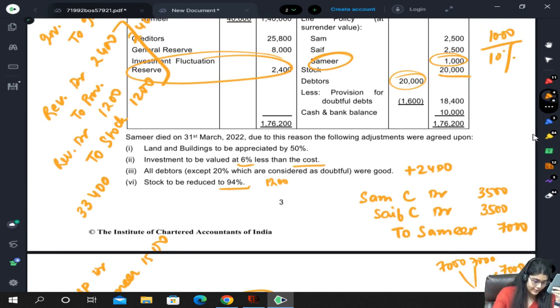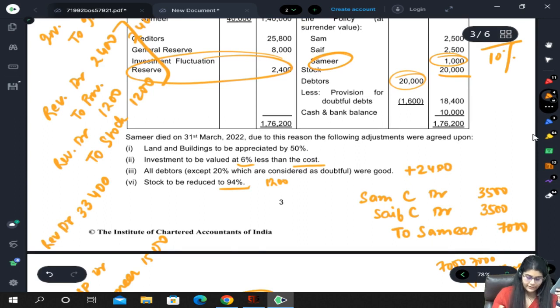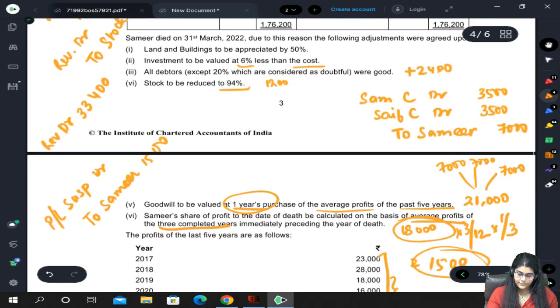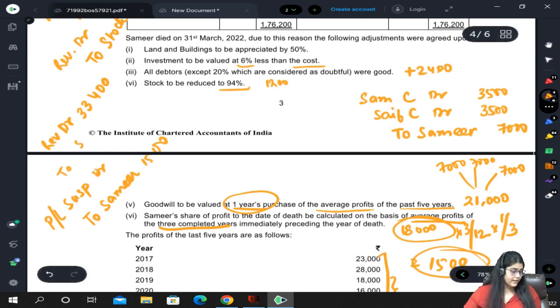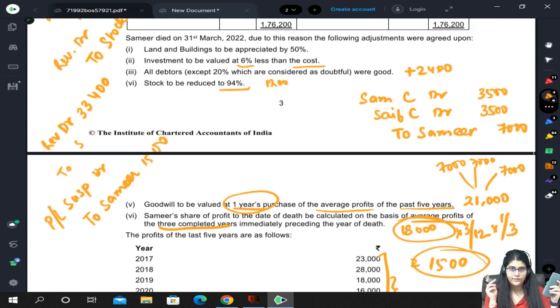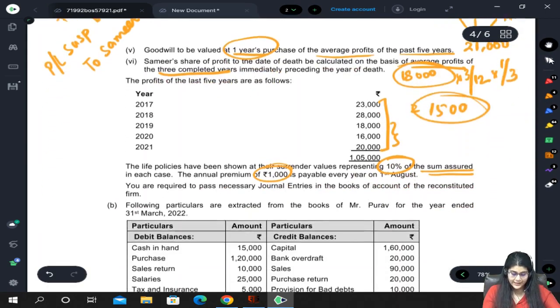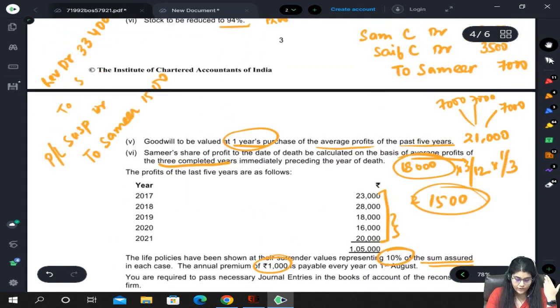So we have to debit revaluation. And of course, this amount has to be divided equally between the three of them: Saif, Samir and Sam. It is coming to 11,133. So for rounding off, 1 rupee we can add to any of them. Okay. After that, the next step which we have to do is finish off the reserves.